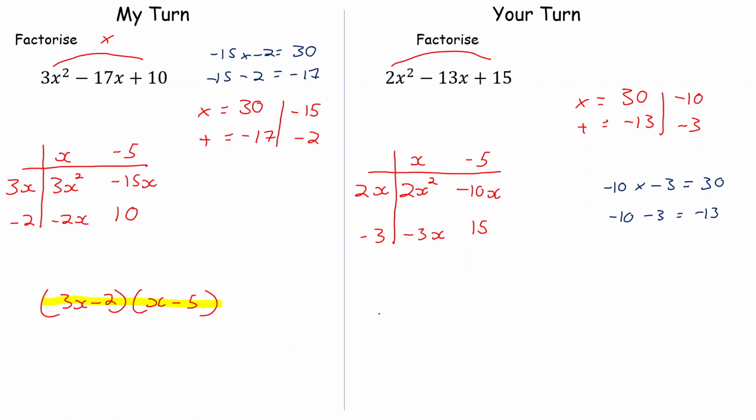correct. So your two brackets are going to be what's in the grid, and they can go in either order. I'm going to go for x take away 5, and then down here 2x take away 3. And that is your answer.